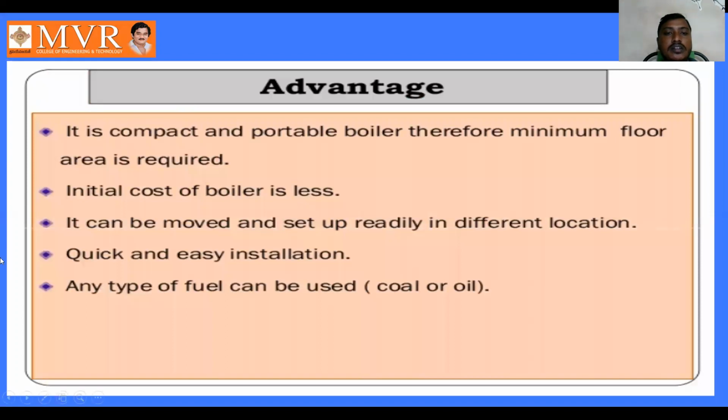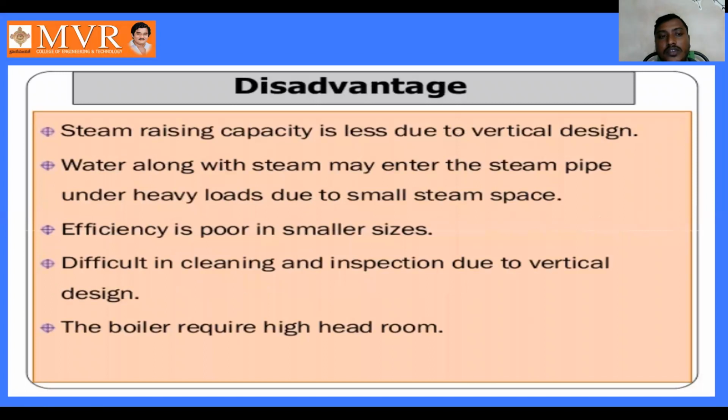See, this is the advantage: it is a compact and portable boiler. Therefore, minimum floor area is required. As it is a portable boiler, it can be moved from one place to another, so we require only a small area. The initial cost of the boiler is also less. It can be moved and set up readily in different locations. Quick and easy installation can be done for this Cochran boiler. Any type of fuel, coal or oil, can be used.